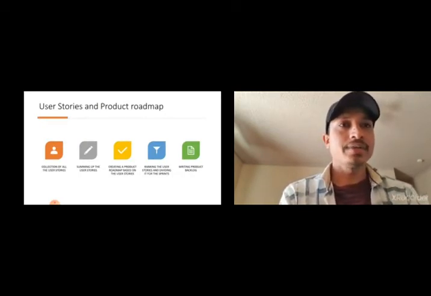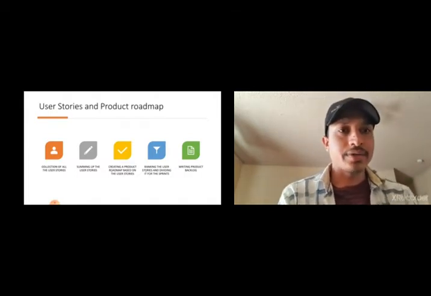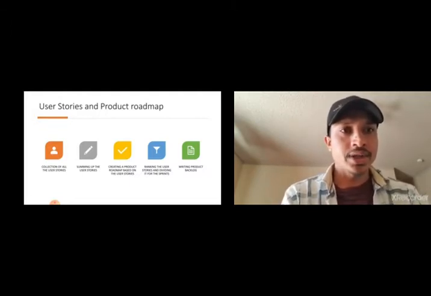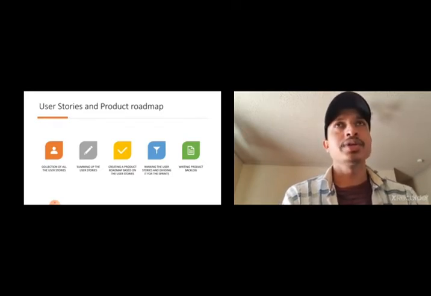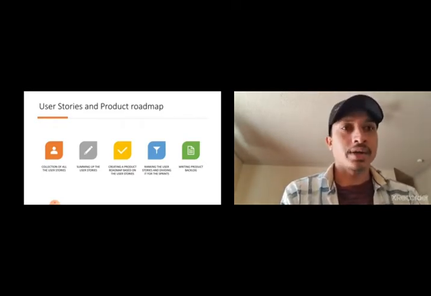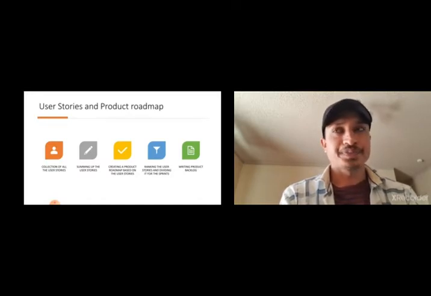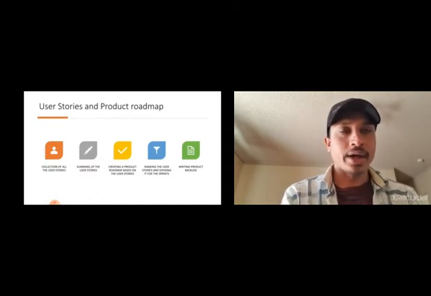Starting from the user stories and product roadmap, at the beginning of this project we started collecting all the user stories. There were around 18 user stories, and some were common user stories, so we summed them all up and made around 18 user stories. After the collection, we made a product roadmap based on the user stories, and also the incoming product backlogs, and ranked the user stories on a priority basis.